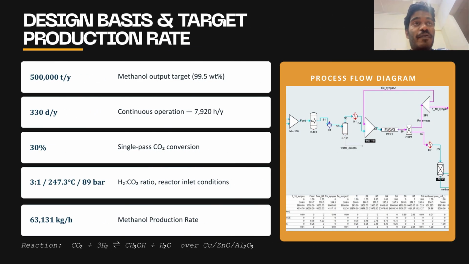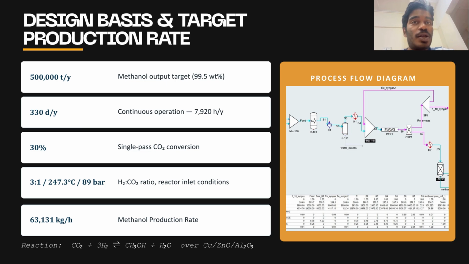Let's start with the design basis for our material balance. We set a target of 500,000 tons of methanol per year, produced continuously over 330 operating days, that's 7,920 hours annually. Our single pass carbon dioxide conversion is fixed at 30% based on the equilibrium limits of this reaction, and we feed hydrogen and carbon dioxide at the stoichiometric 3:1 ratio, entering the reactor at 247.3 Celsius and 89 bar.